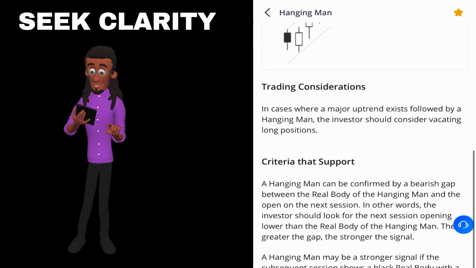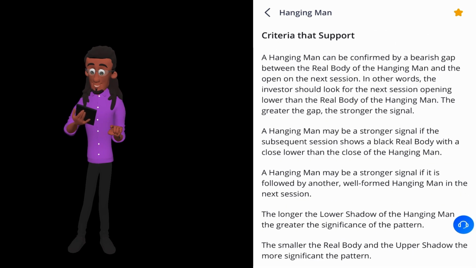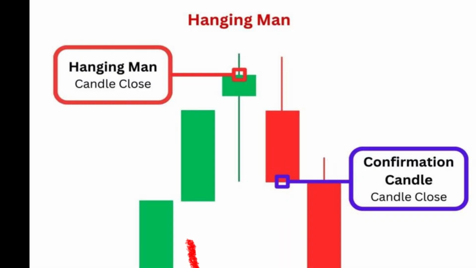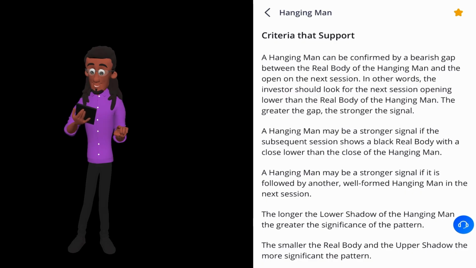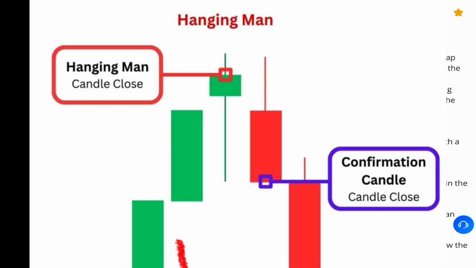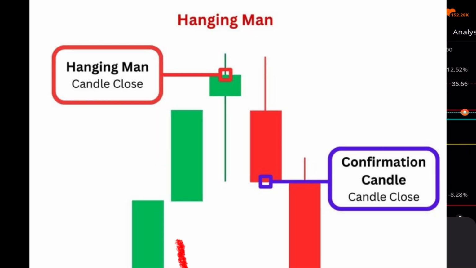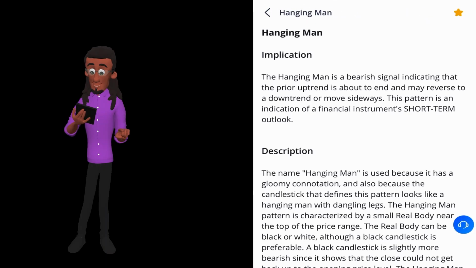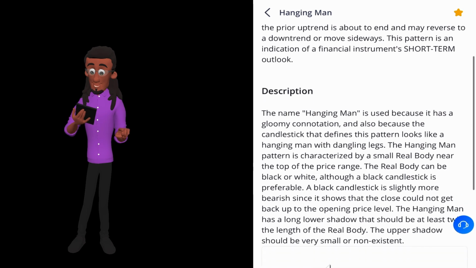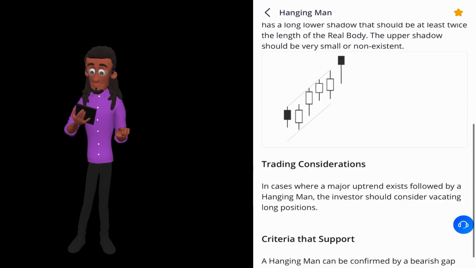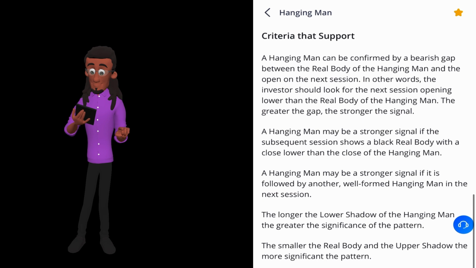So according to what we understand about the hanging man candle, there should be a bearish gap between the real body. In other words, the investor should look for the next candle to open lower than the body of the hanging man. The greater the gap, the stronger the signal. So that's it. That picture was an example. This is an example of a false hanging man. That's trickery. That is a fake out. That's for you who just think the hanging man is the shape. All right, so let's look deeper.